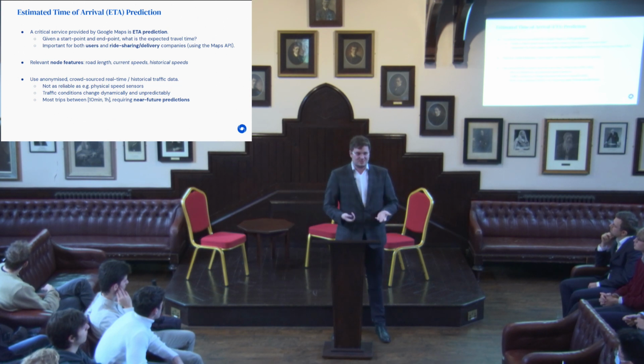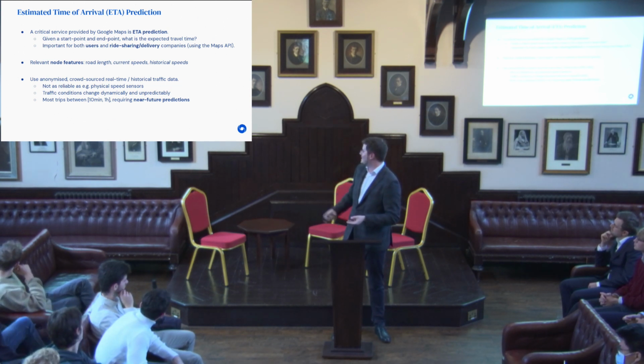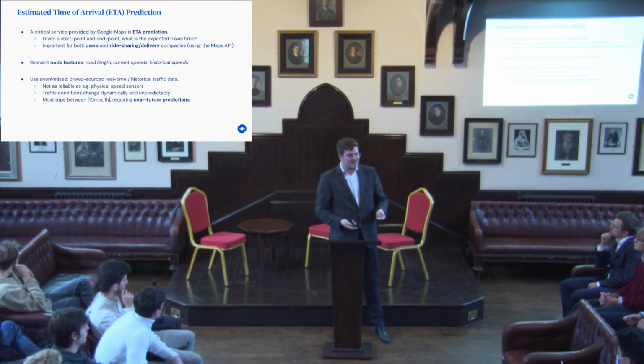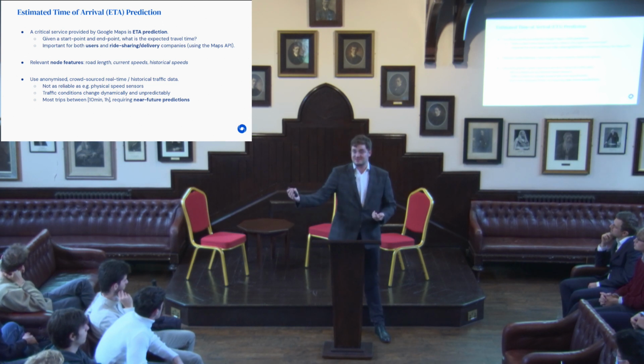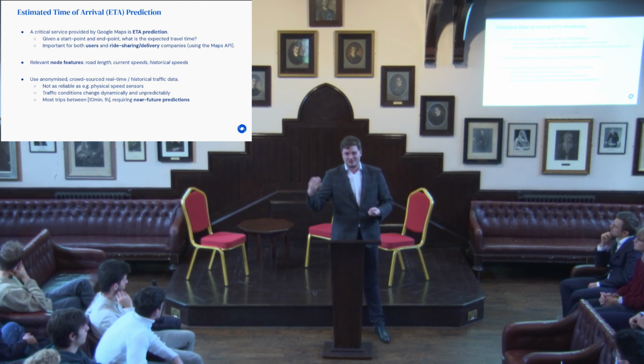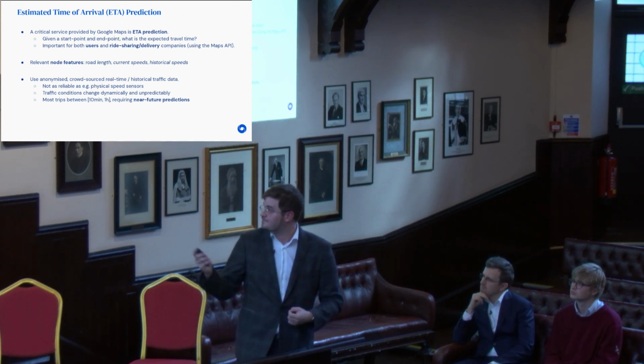And there are a lot of challenges with using this data because it's collected using the app, so it's not as reliable as, say, physical speed sensors. And sometimes to predict the travel time, you need to anticipate an event that only happens in the future, right? There's some rush hour that's brewing, but the current traffic conditions don't necessarily tell you that it's coming.